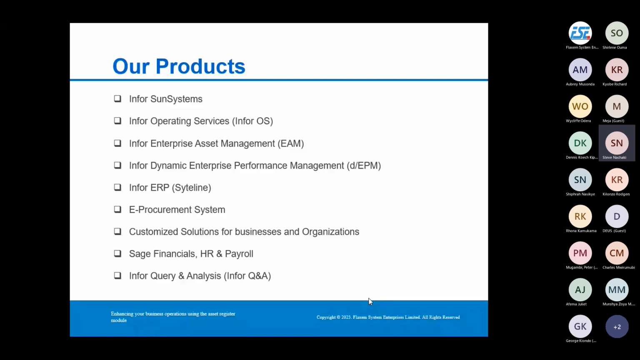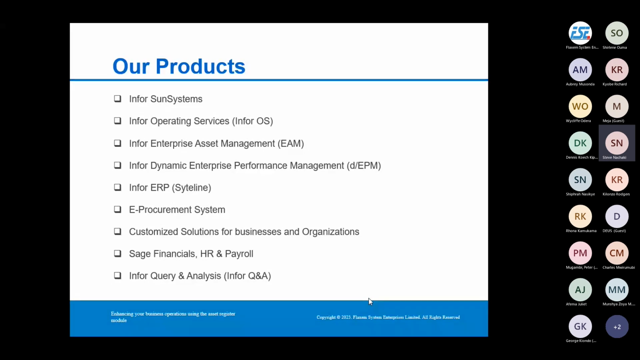We also have Infor Operating Services, or Infor OS. This serves as a platform for digital transformation, and it's a central point for an enterprise's ecosystem where you can automate, anticipate, predict, and also inform stakeholders on everything that they are doing in the organization as a whole.